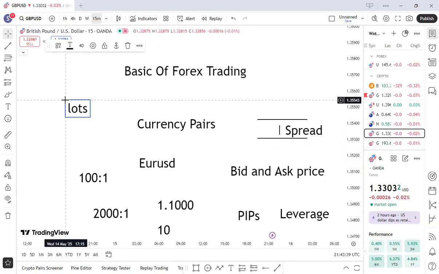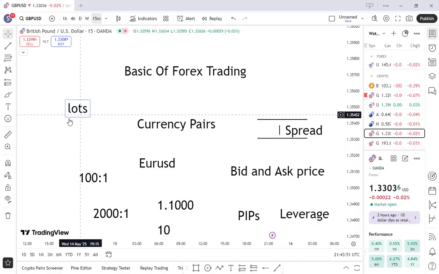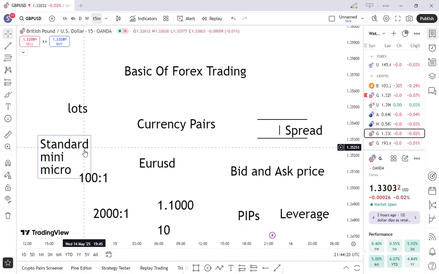What is lot size? A lot is always traded in units. That's why they call it a lot. And we have different kinds of lot size. We have the standard lot size, the mini lot size, and the micro lot size. So these are the three types of lot size that we have.